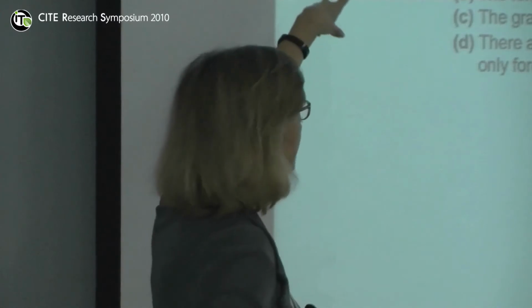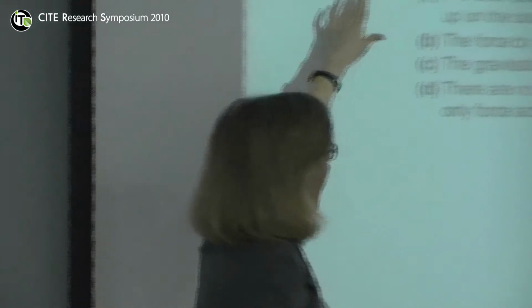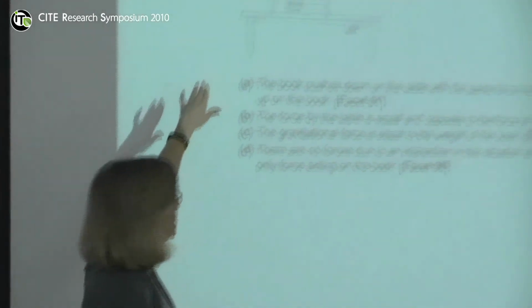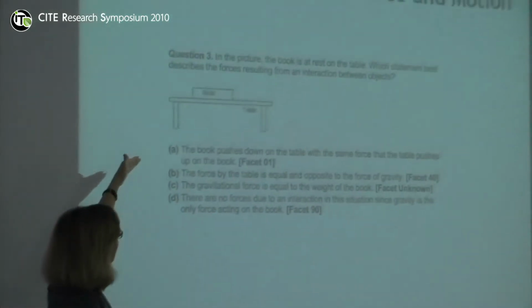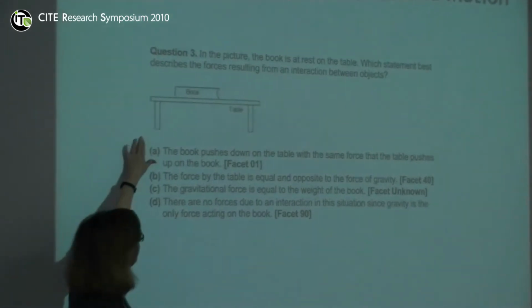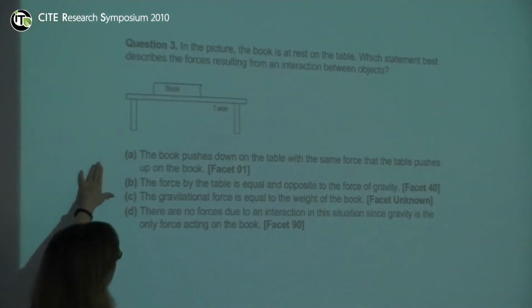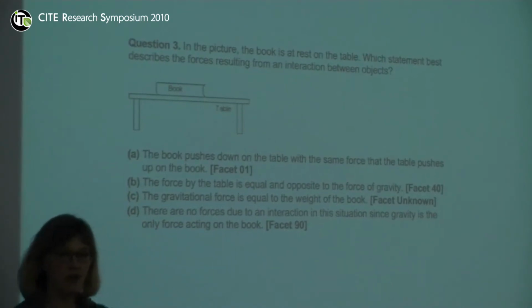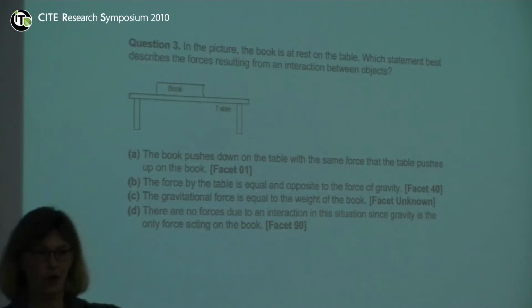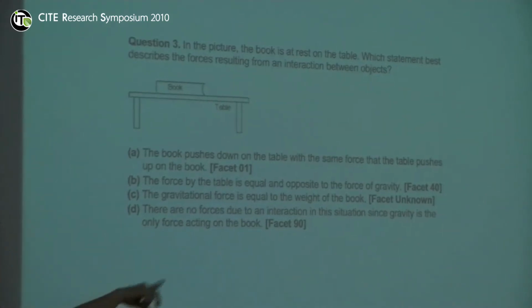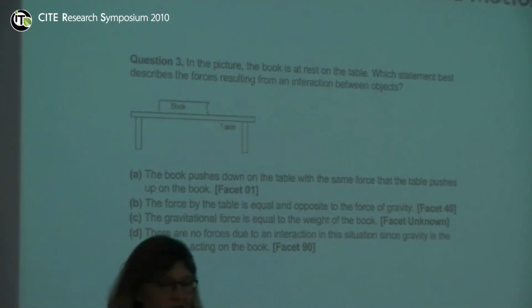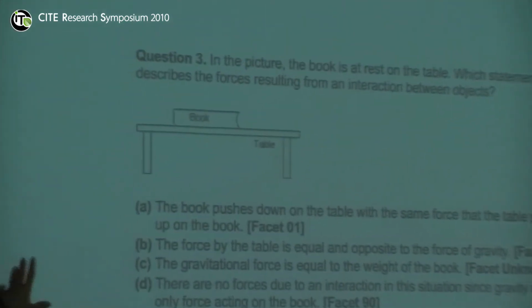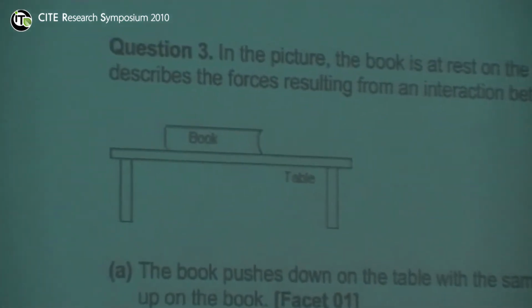What I'd like you to do is, this may seem terribly simple or it may not, but there's a table. There's a book on the table. So there's no fancy virtual environment here. Which statement best describes the forces resulting from an interaction between the book and the table? Now what I'd like you to do is, in your table here, not the one in the picture, just try to decide which one you think.